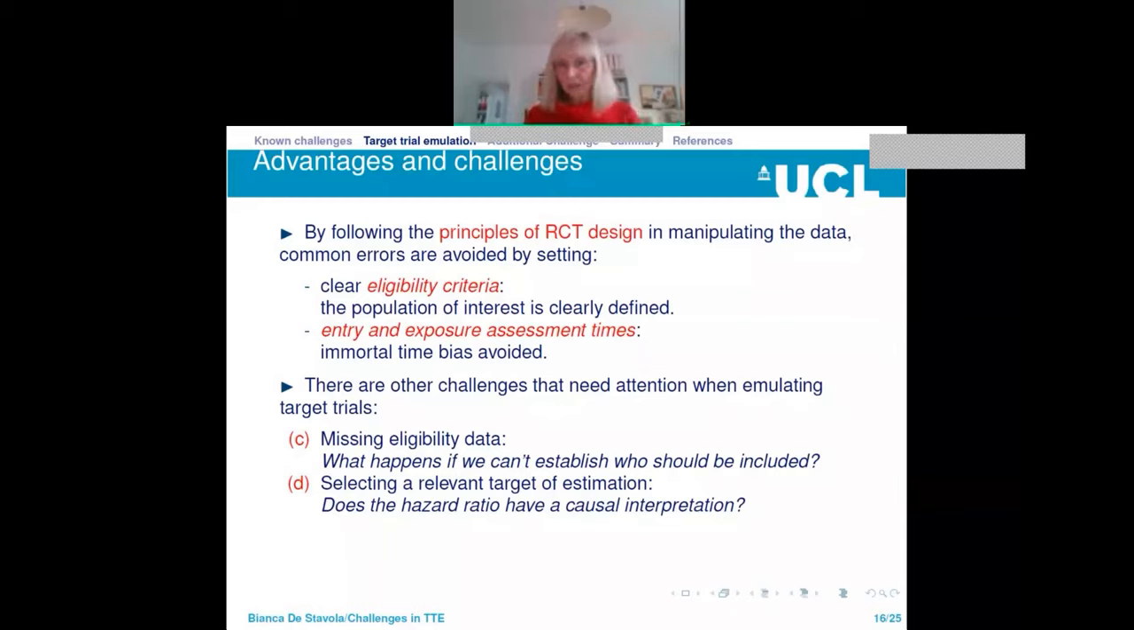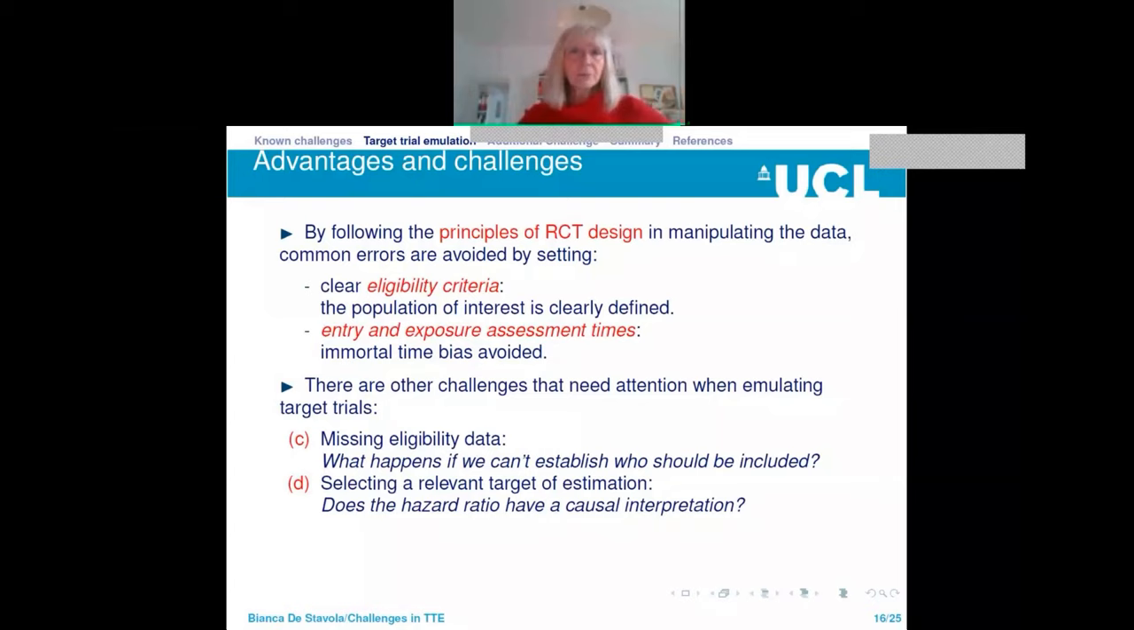And the second one, which is more general for anything to do with survival time data, time to event data, is that it's very difficult to decide what is the correct target of estimation in these settings. There is a huge debate about the hazard ratio not having a causal interpretation, and also about what to do with censoring. Should you ignore the censoring? Should you absorb the censoring in your definition of causal estimate? So that's what we are working on, these two areas, as well as facilitating the use of target trial estimation by writing software, which is listed in the references at the end.